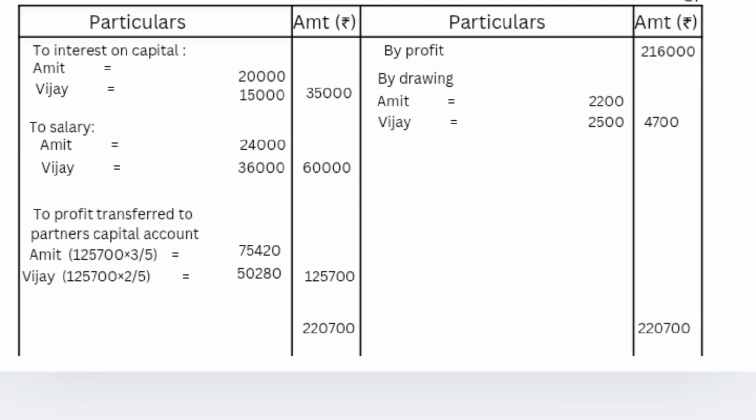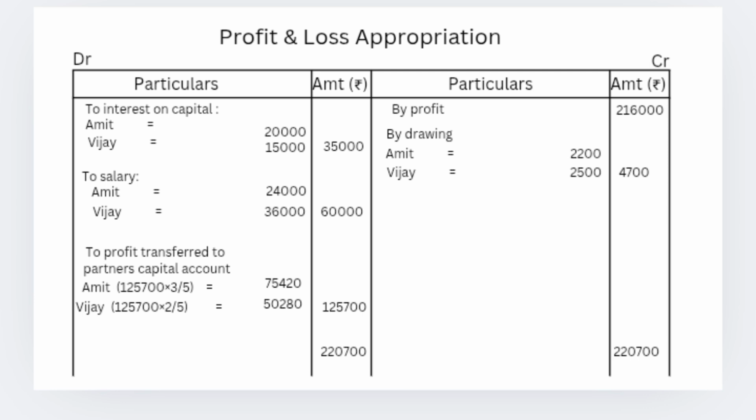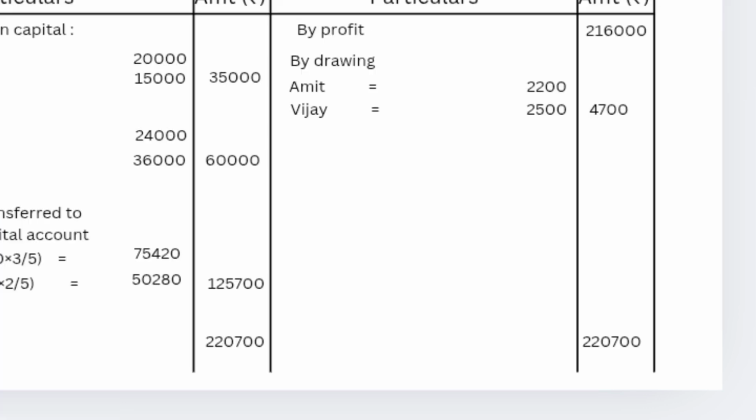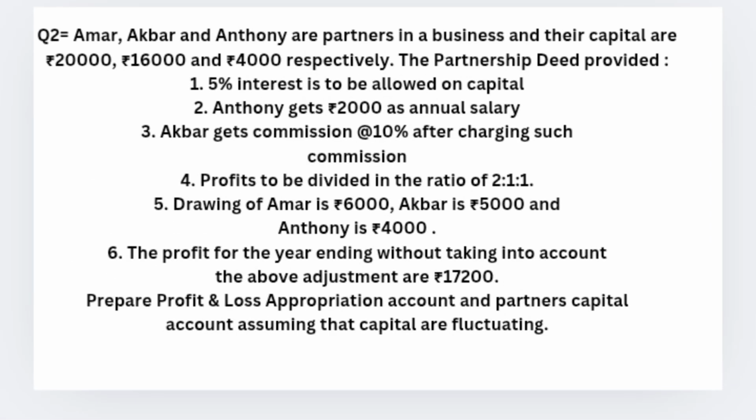Just to make sure, we'll add this amount. Do this in your calculator. 2,16,000 plus 4,700 is 2,20,700, and 35,000 plus 60,000 plus 1,25,700 will get 2,20,700. Hence, this is proof. So, alright, guys, that's it for question number 1. Now we move to question number 2.